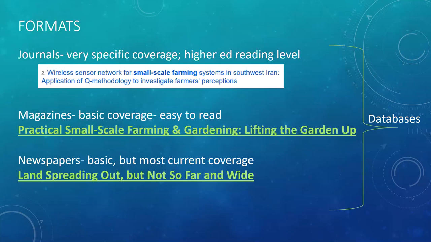Newspapers also will provide you, if you want to find information about small scale gardening in Fort Worth, newspapers are going to be the format that will give you more local, geographically specific information. So a newspaper would be a good place to start for that. And our databases contain journals, magazines, newspapers, and some ebooks also, as well as other formats. I'm really just covering the basics of formats right now.